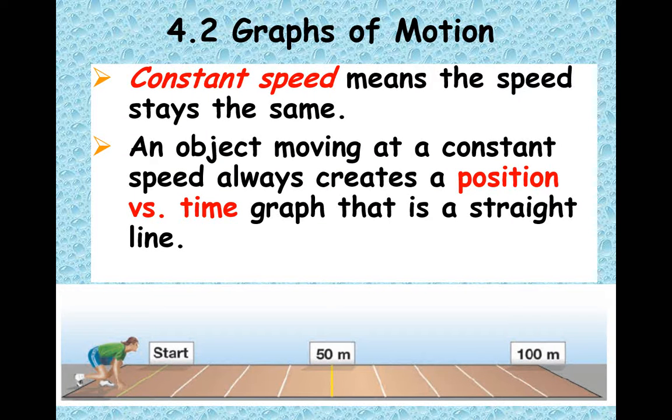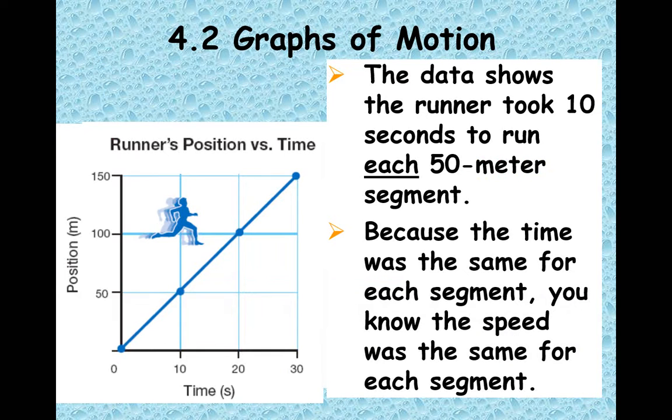Let's go ahead and start with constant speed. Constant speed means that speed always stays the same. It's constant. An object moving at a constant speed creates, on a position versus time graph, a straight line. Here's what this looks like. Position is on the y-axis. Time, as always, is on the x-axis. Because it's a continual change, you'll notice that it's not curved. It is a straight line. The data shows the runner took 10 seconds to run each 50-meter segment.